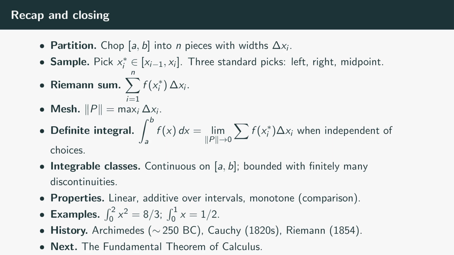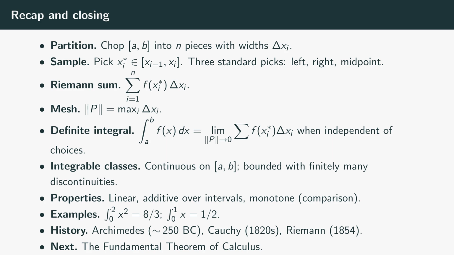And the history: Archimedes did it for the parabola 2,300 years ago using the method of exhaustion. Cauchy in the 1820s gave the first modern, rigorous definition. And Riemann in 1854 gave the definition we still use. Now look at where we are. Last episode, the integral was a family of functions. The integral of f of x dx equals capital F of x plus c. This episode, the integral is a single number, the integral from a to b of f of x dx. 2 very different objects, same symbol.